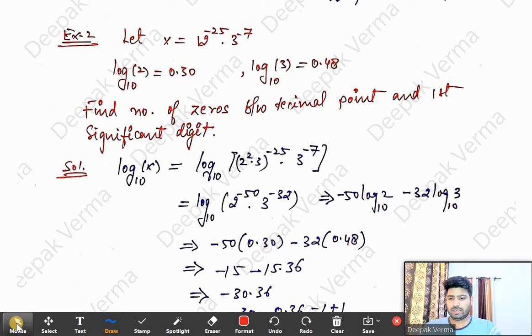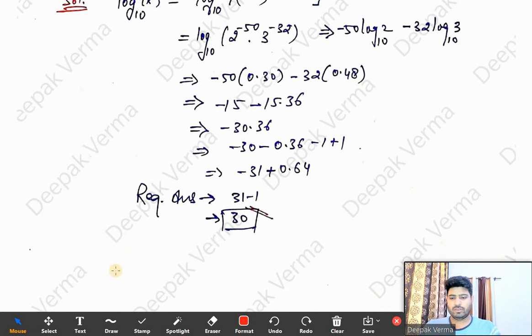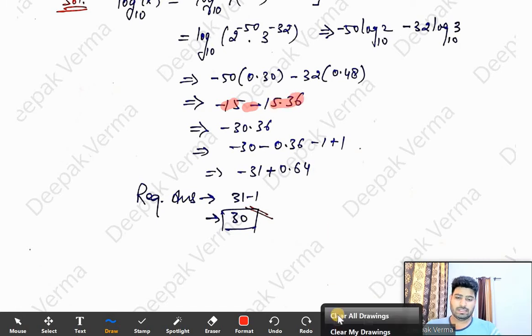Now calculate, multiply. It's up to you. You are not a kid anymore. You can do it yourself also. So finally it comes out to be minus 15 minus 15.36, and if we add them, minus will be added. So minus 30.36. So here the mantissa part is also negative. It means minus 30 minus 0.36.